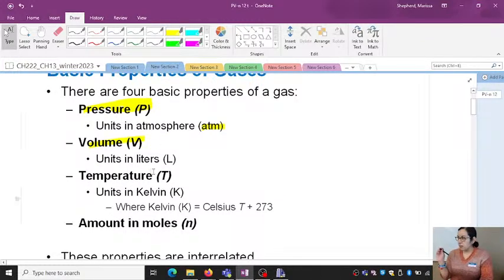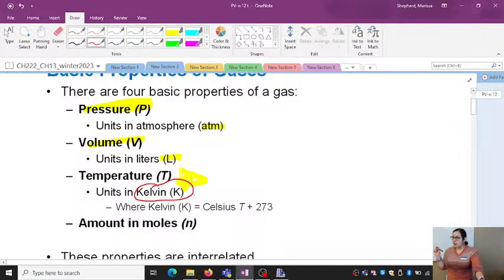If you're plugging it into the formula, it's going to be in liters. Temperature. Now this is where it's always in Kelvin, so put a big fat star or whatever you need to do. You have to convert it to Kelvin, even in the other scenarios that we'll look at that are not PV equals nRT. It must always be in Kelvin. Always, always, always. And this is really just because of thermodynamics.